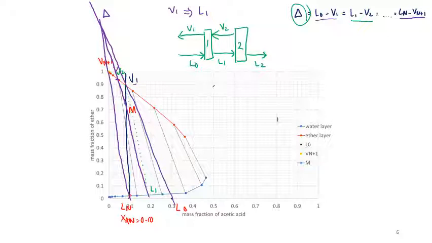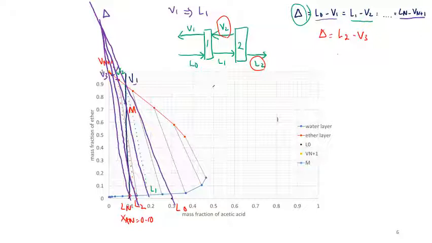Then V2 is in equilibrium with L2. Then you draw a tie line that passes through V2, and that will give you L2. Okay, so then for L2, you repeat the same step. After you get L2 minus V3 equal to the delta, right? So you approximate another tie line. You draw another line between L2 and the operating point. Then you get V3 here. Okay, so you get V3.